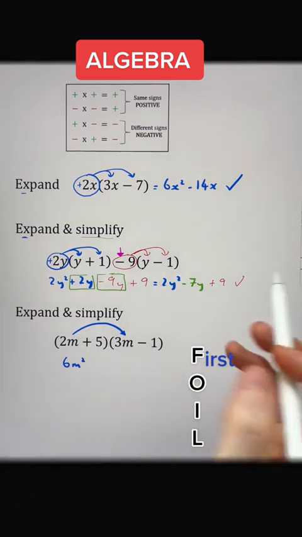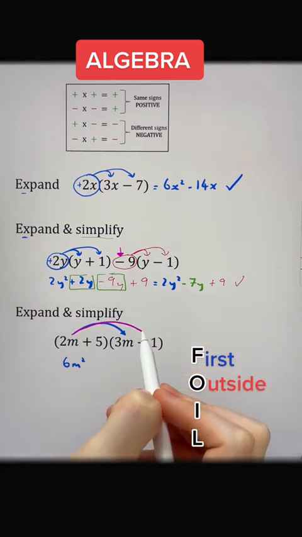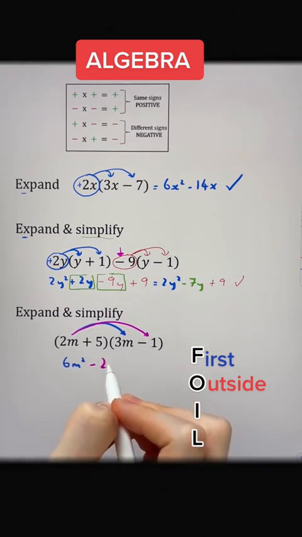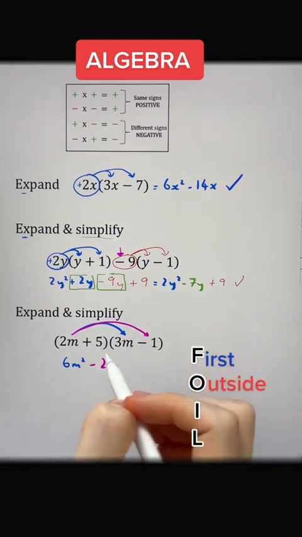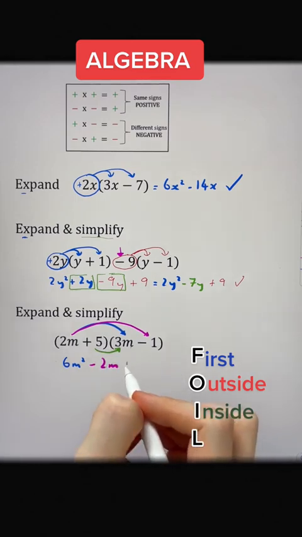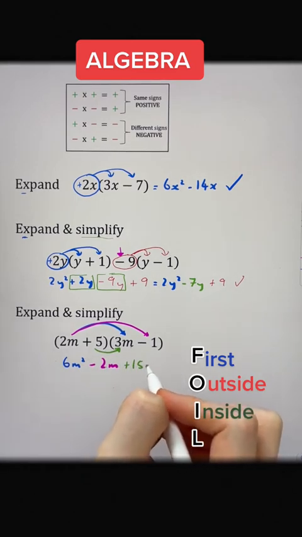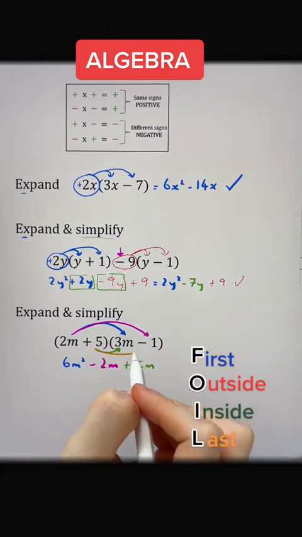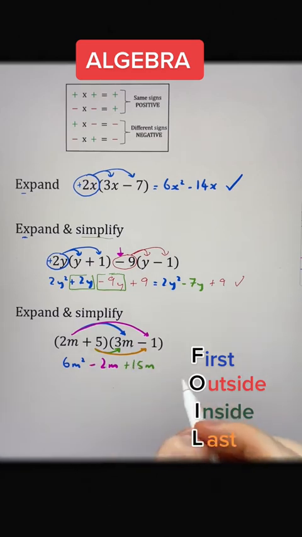O stands for outside. I multiply my two outside terms together. Here, 2m times negative 1 will give us negative 2m. I stands for inside. I multiply my two inside terms together. 5 times 3m will give us plus 15m. And L stands for last. I multiply the last term in each bracket together. Here, positive 5 times negative 1 will give us negative 5.